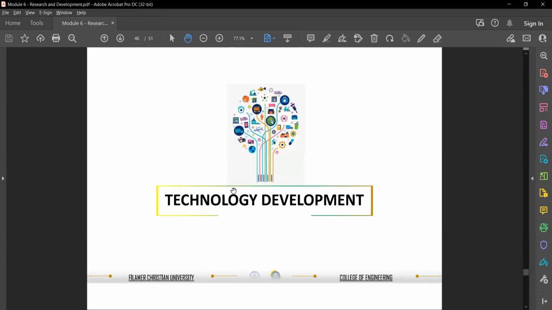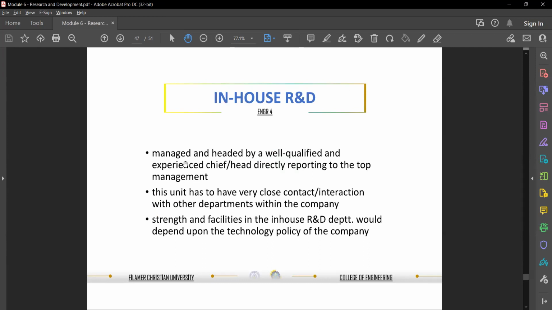So in technology development naman, we have the in-house R&D, which is managed and headed by a well-qualified and experienced chief or head directly reporting to the top management. So, ito yung parang separate to siya. So, under siya ng CEO or COO. So, this unit has to have a very close contact or interaction with other departments within the company. So, sangay na yung ibang department. So, strength and facilities in the in-house R&D department would depend upon the technology policy of the company.